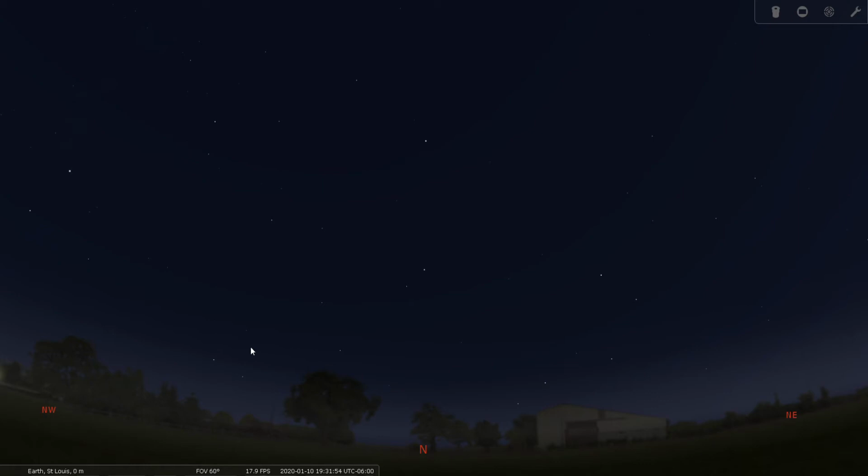and we are using Stellarium planetarium software, and we have it set up tonight for January the 10th at about 7:30 p.m. in the evening from suburban skies, so there's a little bit of light pollution, but you can still see plenty of stars.